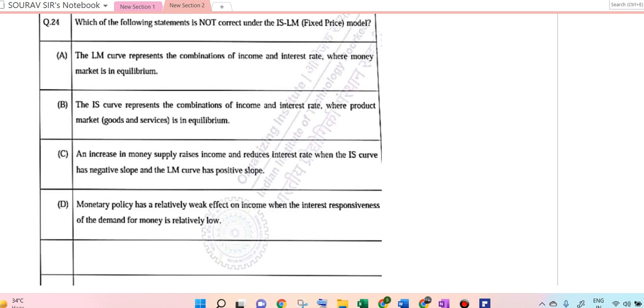Students, in this video I'm solving the JAM 2022 paper. Which of the following is not correct under the IS-LM structure?